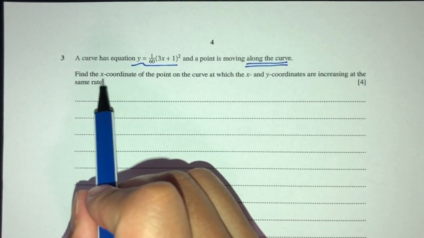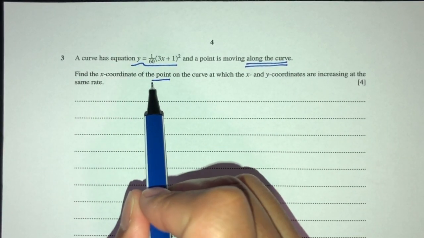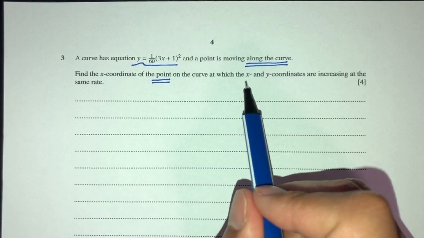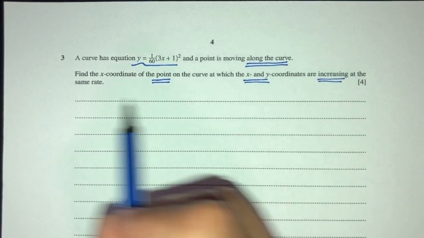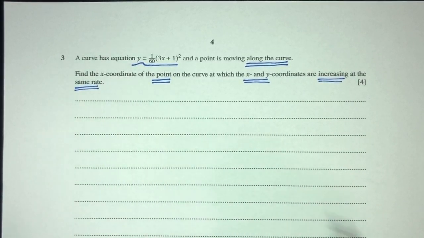Now find the x value of the point on the curve at which the x and y coordinates are increasing at the same rate. Now what does that really mean, right? So this is what we want to know.